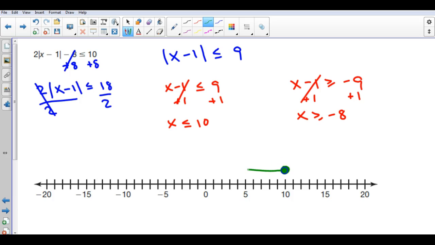I'm going to be going all the way to the left, and I'm going to find where this other side is. x is greater than or equal to negative 8. Negative 8 is right here, and that's going to the right then because it's greater than or equal to this. So since we have a solution set where we're on the inside of both these dots, I also want to go back and put "and" here because x is less than or equal to 10 and it's greater than or equal to negative 8.